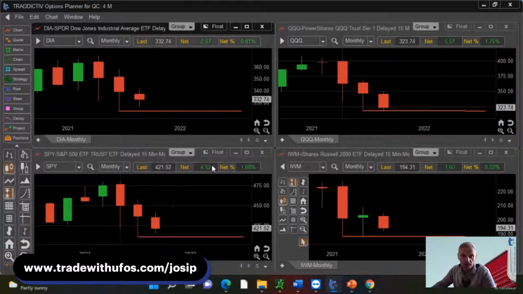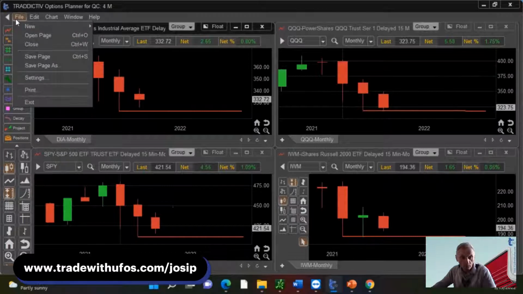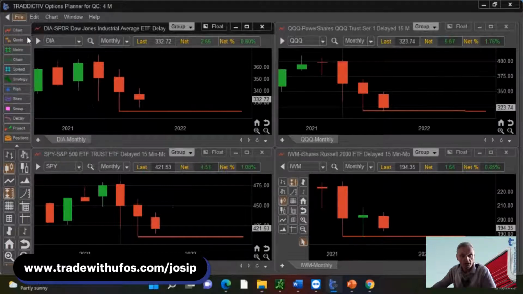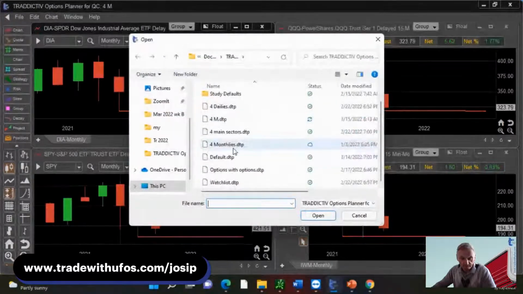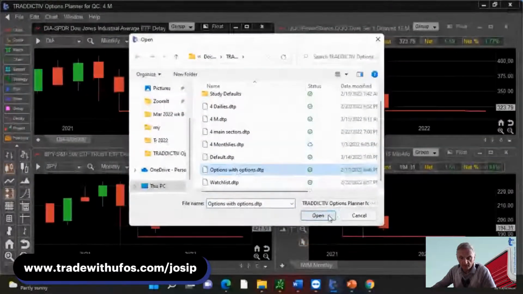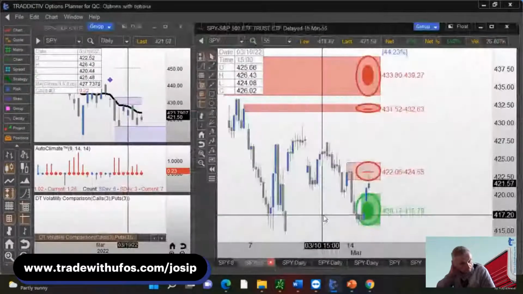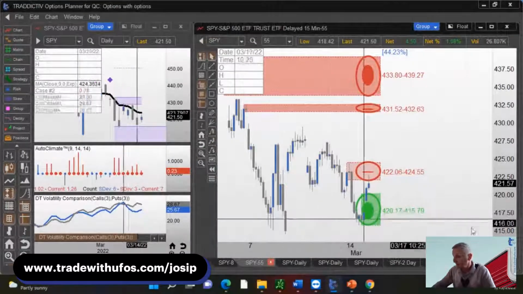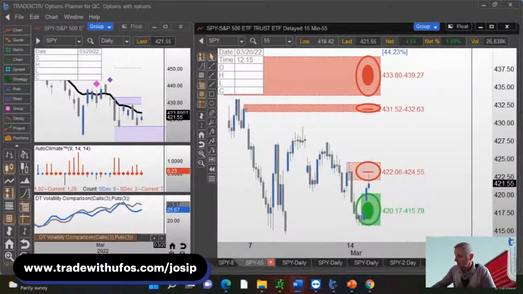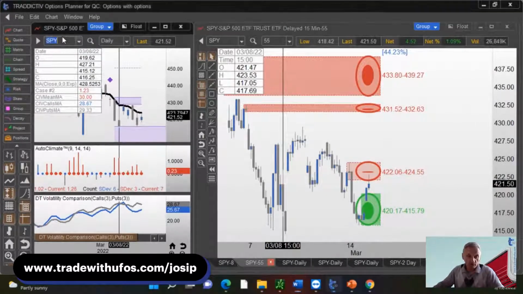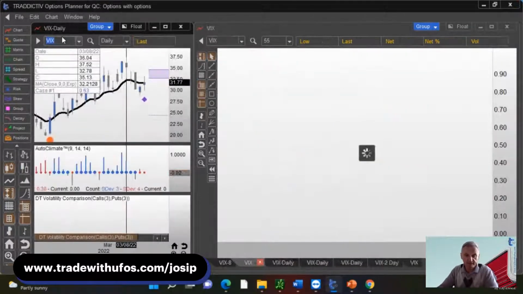So I would like to do the analysis of the SPY. Okay, so I'm opening the page. I'm going to be looking at SPY, and what I want to do here is just go over it. Let's start with the VIX. So I'm going to just type in VIX.